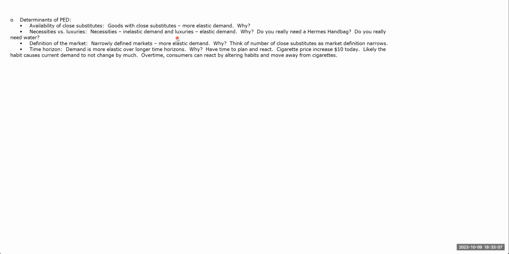How about luxuries? Luxuries, things that we really don't need. Price falls of a luxury, you might jump out there and get that product real quickly. Price increase for a specific luxury item, like an Hermes bag, you're going to maybe move out of that and get a Louis Vuitton bag or something. You do not really need an Hermes bag, so it's a luxury. So when the price goes up, I'll get something else.